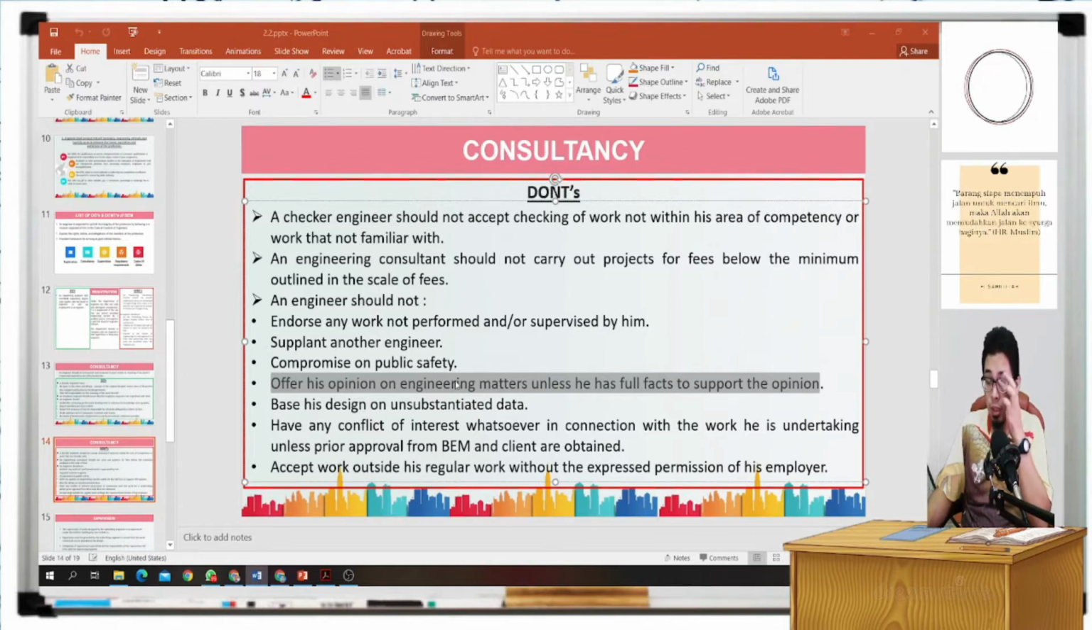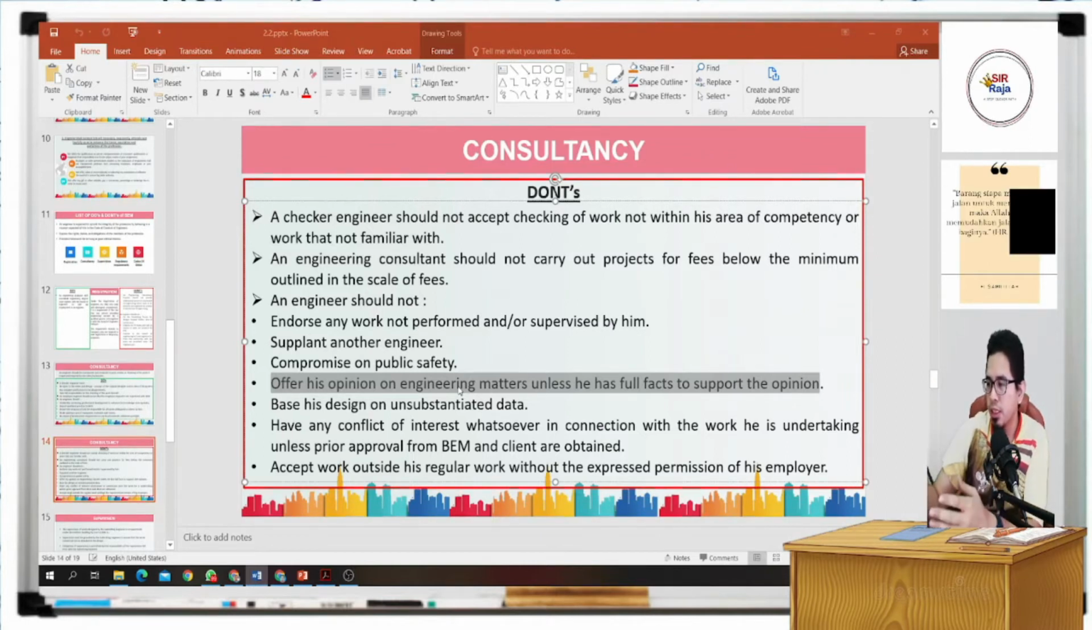This is not just applicable for any engineering work. We cannot just say anything about anything, especially when related to professional things and engineering matters. So you must have knowledge, not just understanding. Even though you are an expert on the matter, you must have the full facts on that engineering matter.